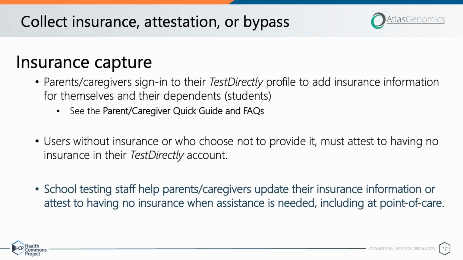The parents or caregivers, they can sign into TestDirectly. We'll give you a link that is specific to your school. Once they sign in and create an account, they link their dependents to that account, and then they enter in their insurance information if they have it. If they don't have insurance, then they simply say that they attest to not having insurance, and we move on from there.